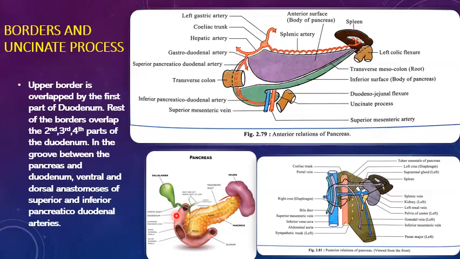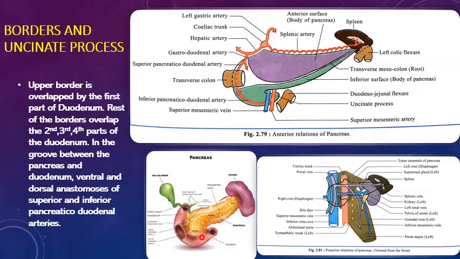And in the groove between the pancreas and the duodenum, ventral and dorsal anastomosis of superior and inferior pancreatico-duodenal arteries are seen here.